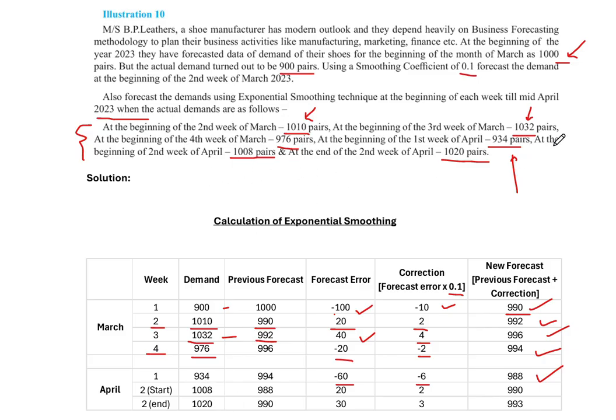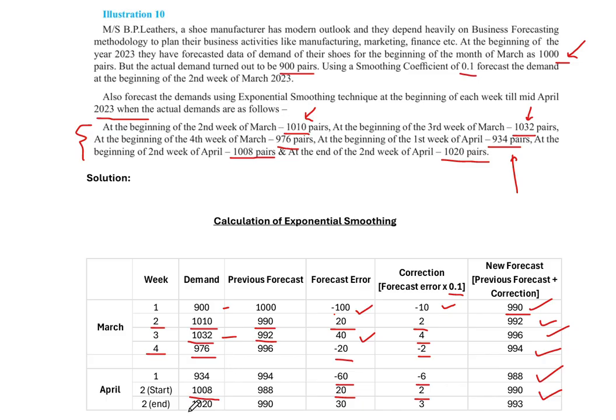Here it is given that at the beginning of the second week of April, demand was 1008 pairs. The previous forecast is 988 and forecast error is 20. So correction is 20 into 0.1, which is 2. The new forecast for the second week is 988 plus 2, 990.